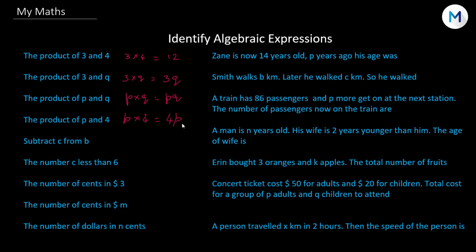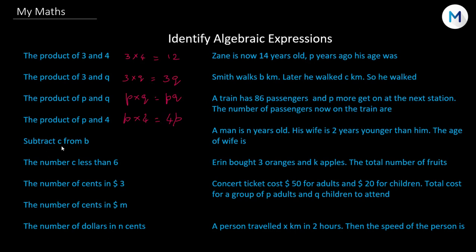So here P is a variable. We don't know how much P is. In the first case we know that it is 4, 3 times 4 is 12. Whereas in the second, third and fourth cases, the variables are introduced. That is, we don't know the value of Q. If 3 and Q are multiplied, we can put any value for Q. Let us say it is 2. So 3 times 2 is 6. In the same way, the algebraic expressions based on the variables will be there.